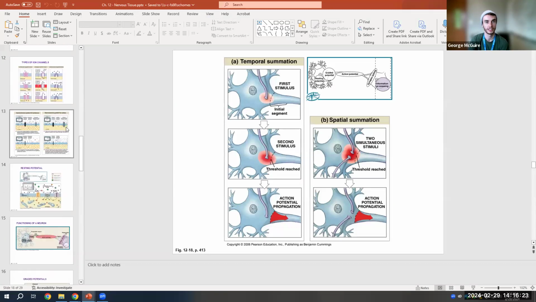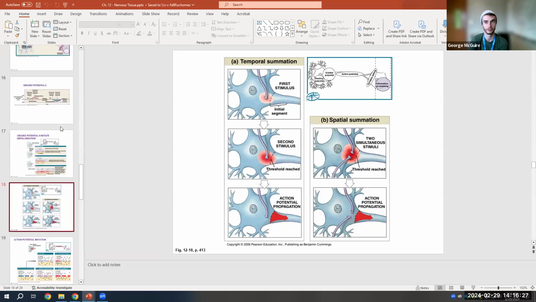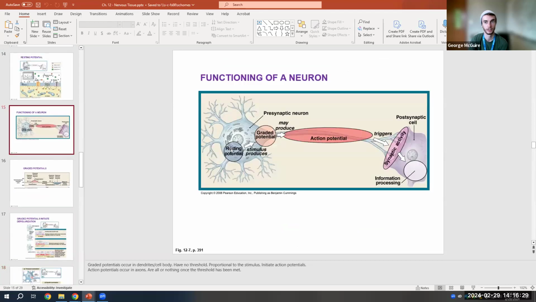So our graded potentials are what are starting at the axon hillock. I thought I had a different picture to talk about, but this is good for that.